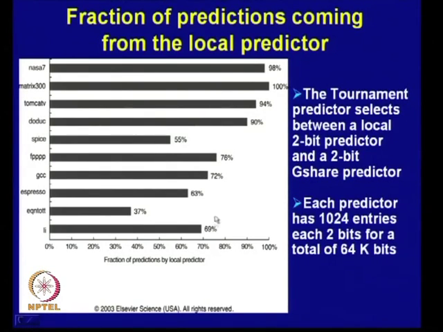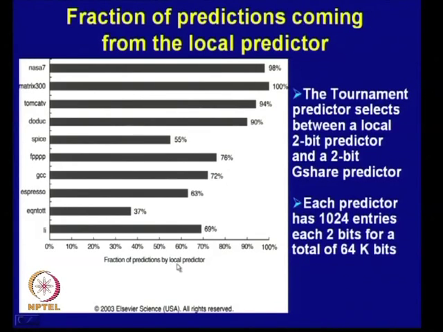So, this simulation shows how the tournament predictor works, and the variation in the use of different predictors. This is a simple case of two predictors, but in real life, as I told, there can be more predictors, and these are the different application programs which I have already mentioned earlier.